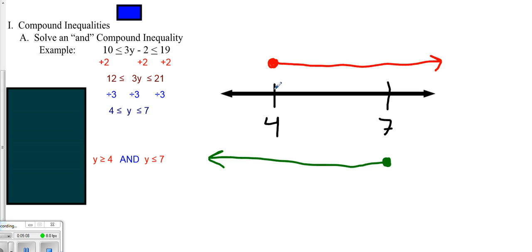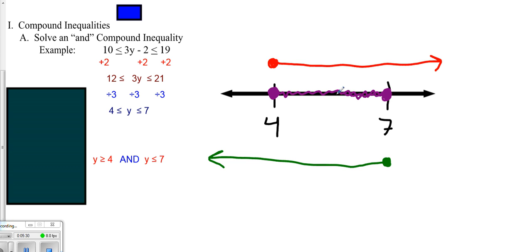So the only area where both of them are true, what you would draw right on the line, is a filled in circle at 4 because they both include 4. That's what this little line underneath means. It includes it. So we include 4, we include 7, but that's it. Those are the endpoints, and it's everything in between.